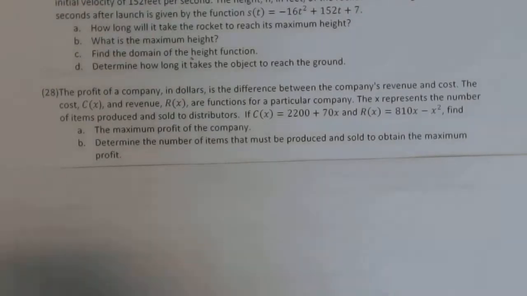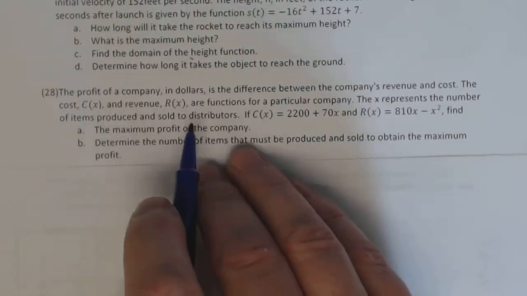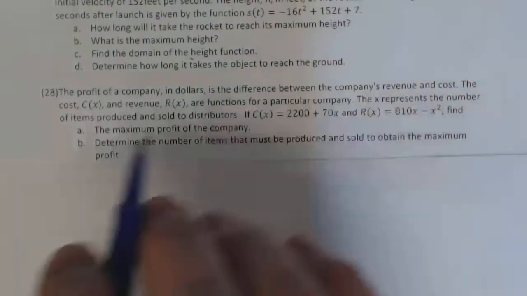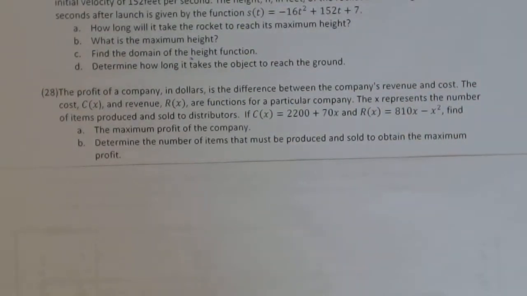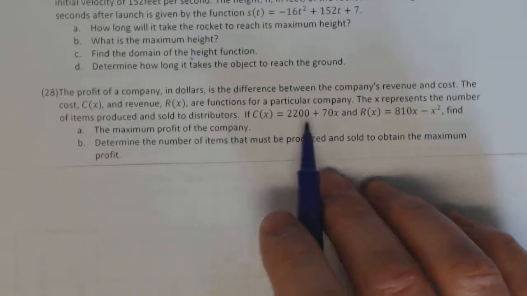Awesome. Cost is given by a function, the cost function. The revenue is given by R of x, the revenue function. x represents the number of items that you produced and sold. So your cost is figured up by this function. And that kind of makes sense, right?